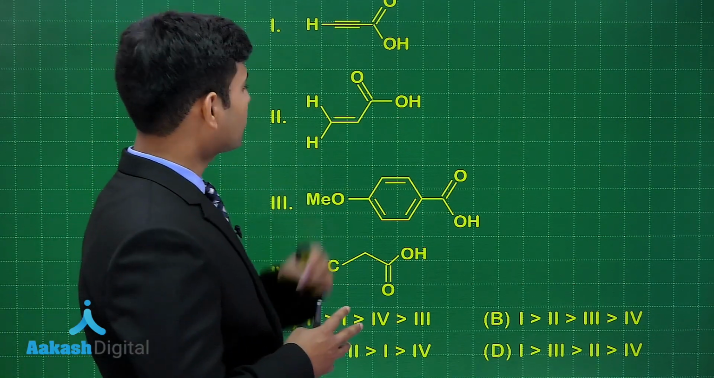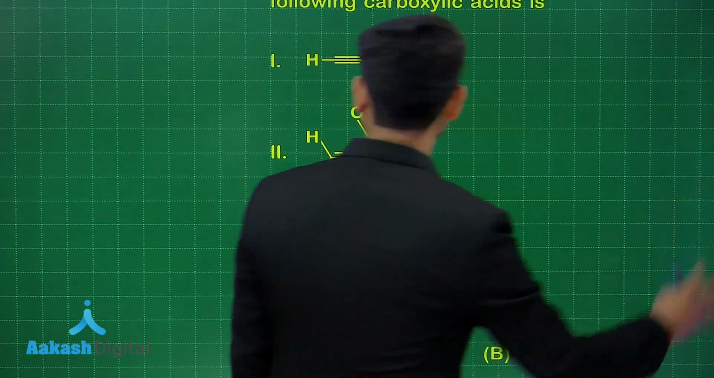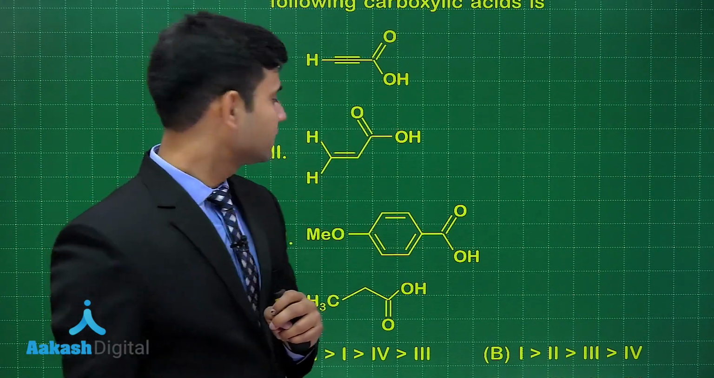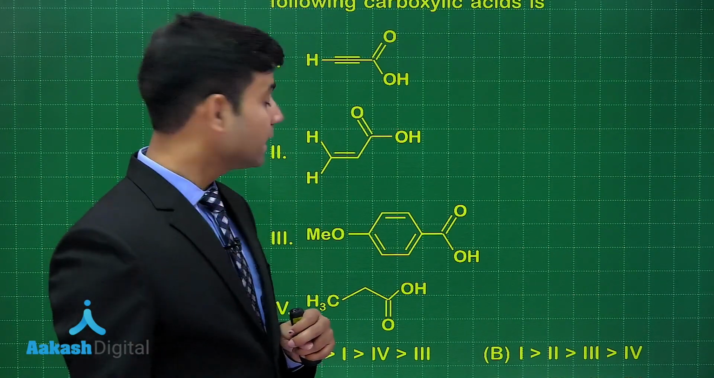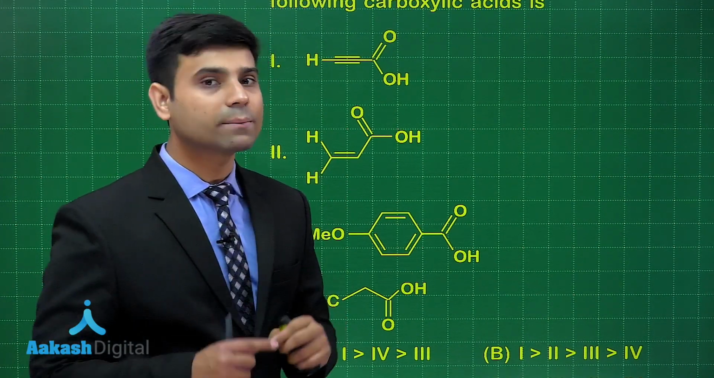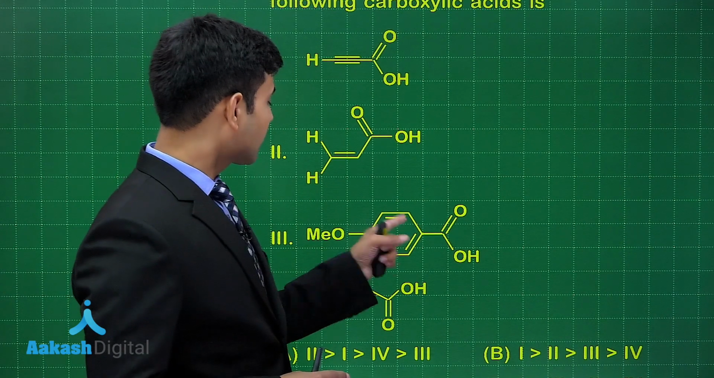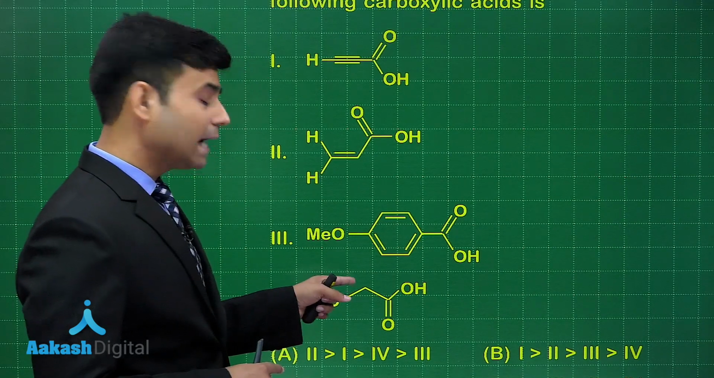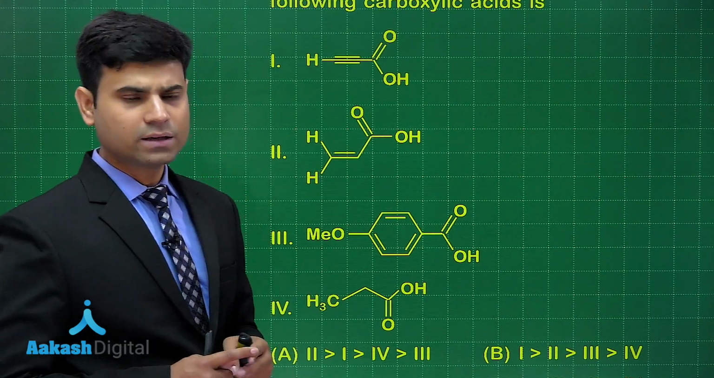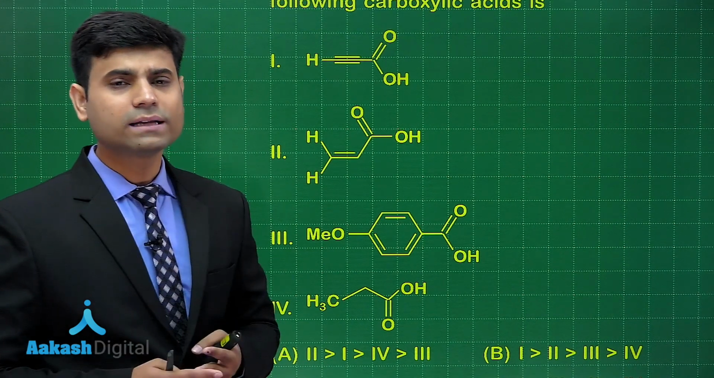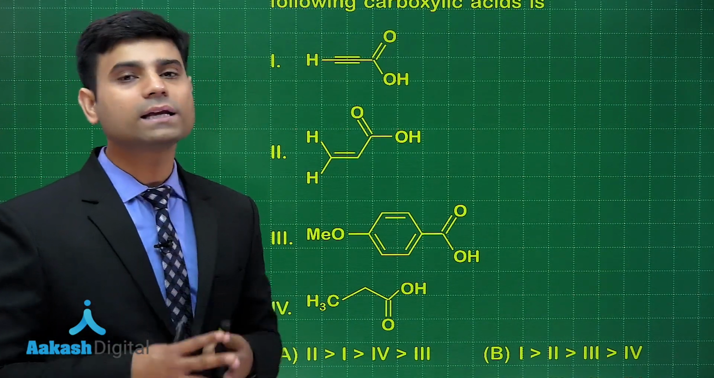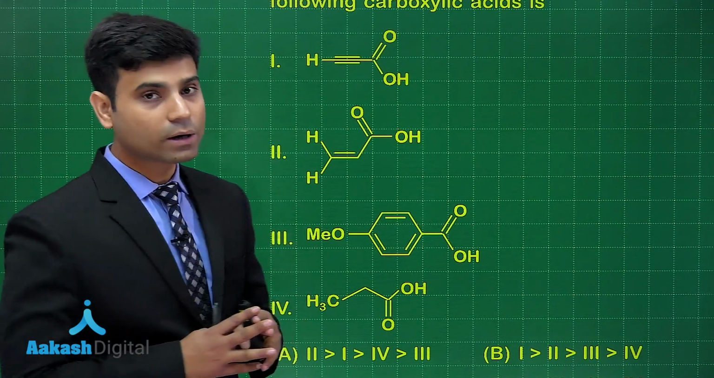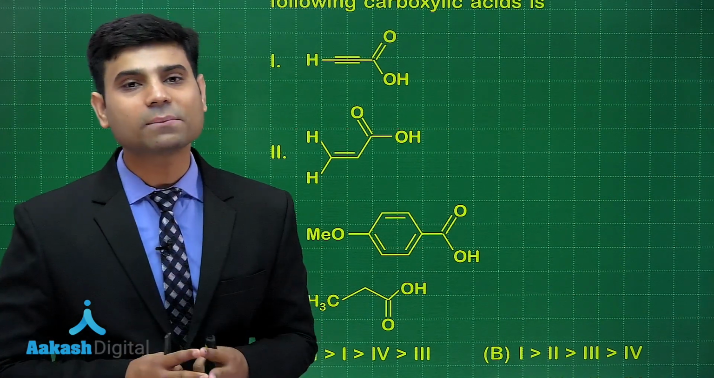If I talk about the first option, we can see here the carbon attached to this COOH group is sp hybridized. Now if I talk about the second, here the carbon attached is sp2 hybridized. In this case also the carbon attached is sp2 hybridized and it is a benzene ring. Next, the carbon attached here is sp3 hybridized. So out of the given options, as we know that more the s character, more will be the electronegativity. So maximum acidic strength will be for option 1 because here the s character of the attached carbon is maximum.